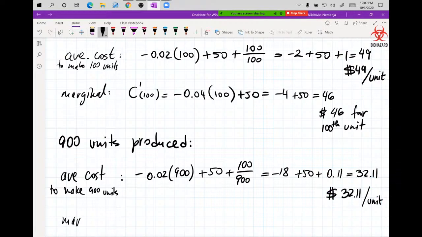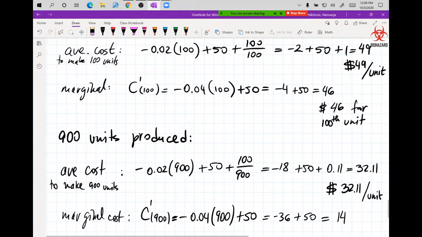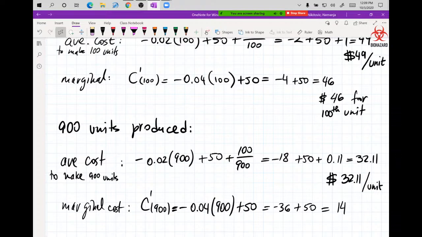Let's take a look at what it costs to make the 900th unit. So how about marginal stuff? Marginal cost. You have your C prime of 900. That's going to be negative 0.04 times 900 plus 50. And that's going to be negative 36 plus 50. And that gives you what? Exactly. It costs you 14 bucks only, in comparison to 46 to make the 100th unit.